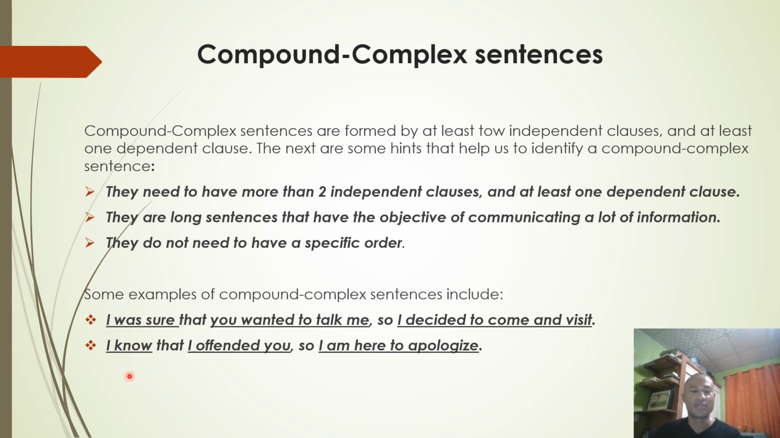The second example: I know that I offended you, so I'm here to apologize. Here we can also see that we have three clauses. I know I offended you, I'm here to apologize. The last two clauses are independent and they are linked by a coordinating conjunction and separated by a comma. And the first clause, I know, is a dependent clause.